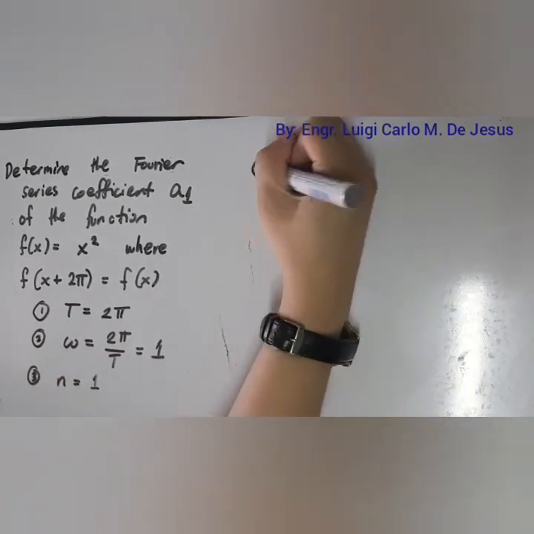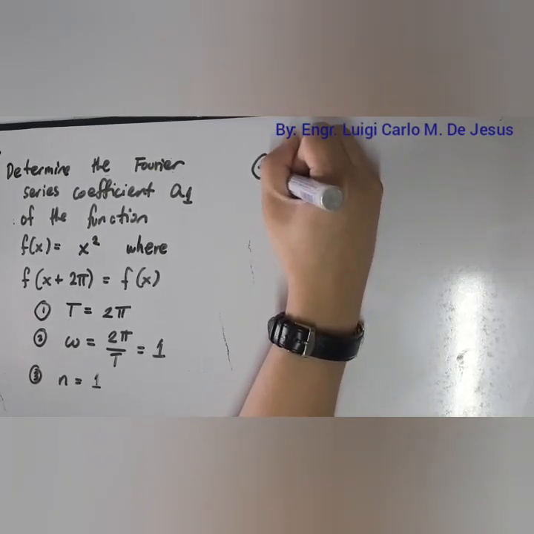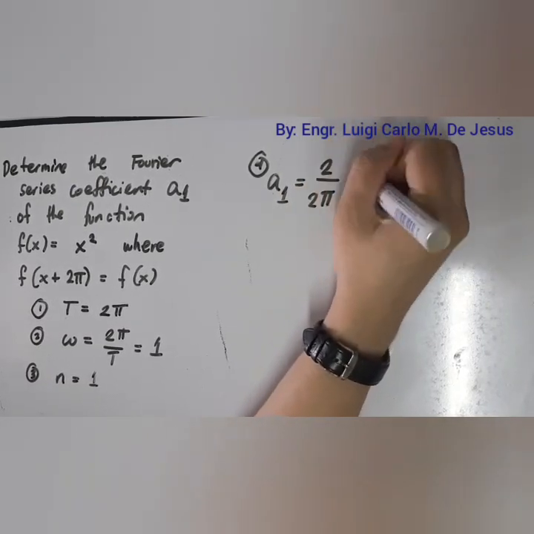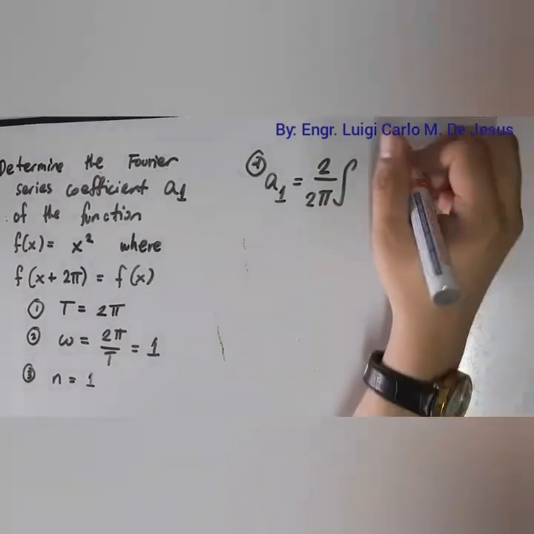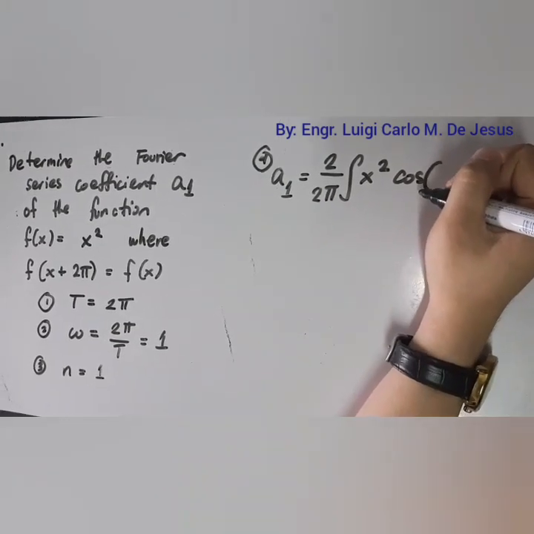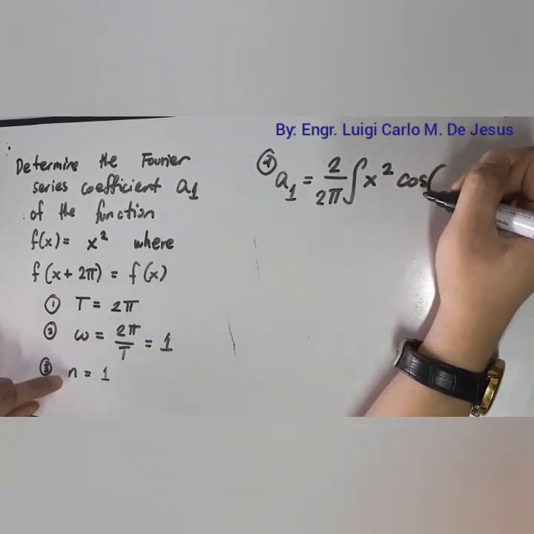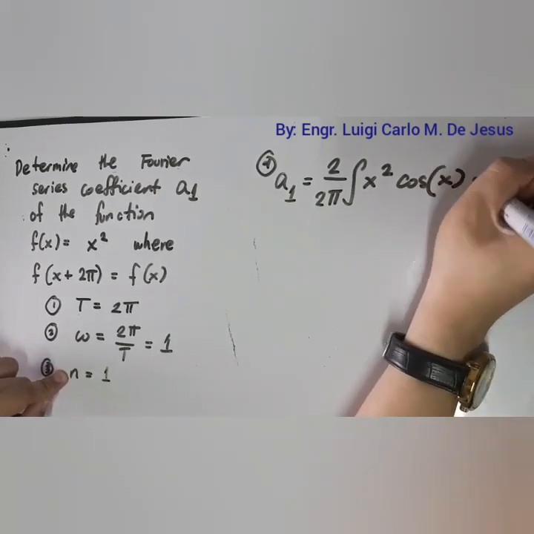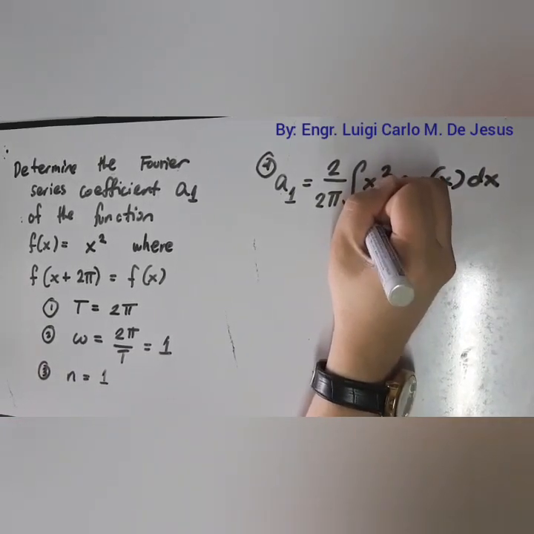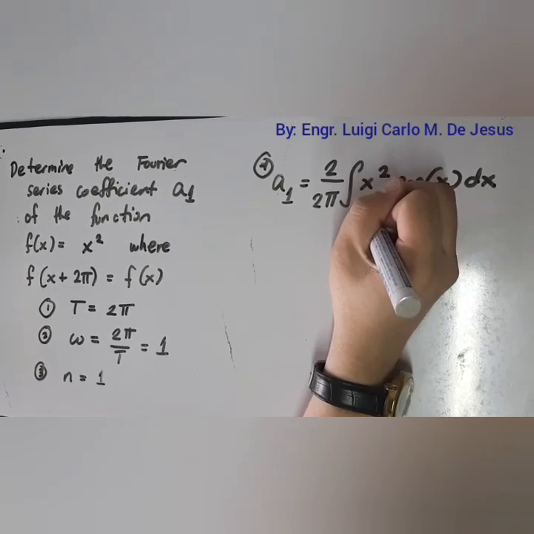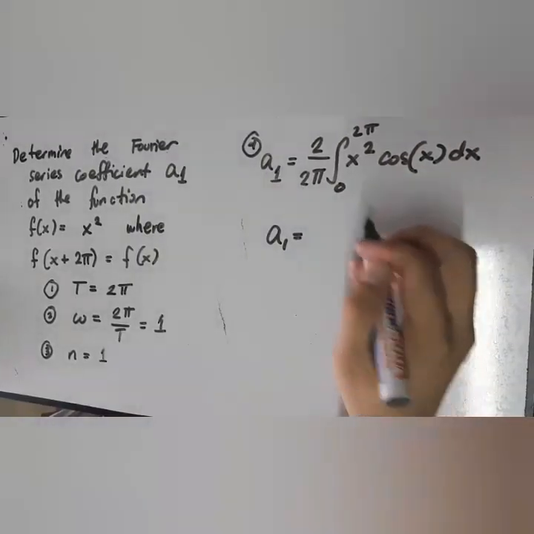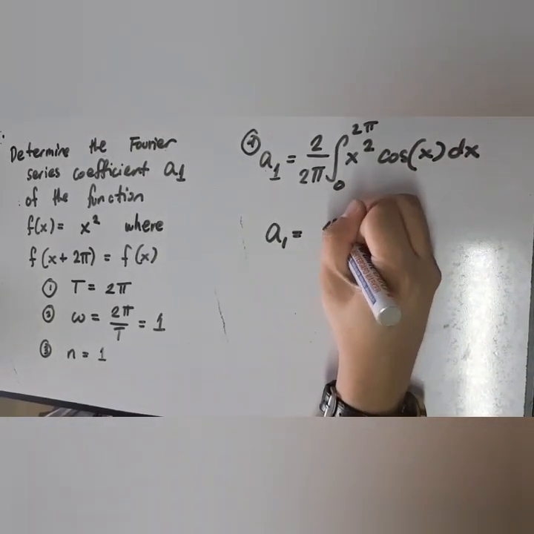The fourth step is we must substitute everything into the equation formula. So that is a sub 1 equal to 2 over the period times the integral of the function, x squared cosine omega nx. What is our omega? 1. What is our n? 1. So this becomes cosine of x dx. Since the period is from 0 up to 2 pi, our limit is from 0 to 2 pi, making a sub 1 equal to 4.